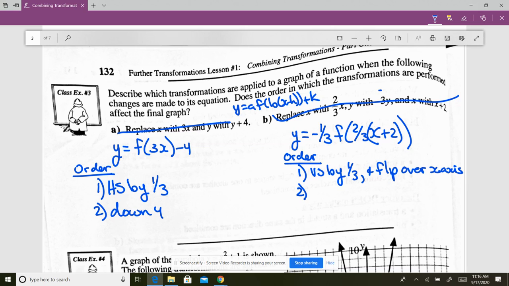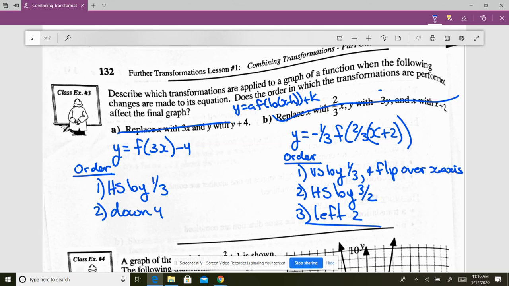What's the next thing we do? Horizontal stretch by 3/2. Yes. Horizontal stretch by 3/2. Now, you could have done those in either order. It doesn't matter if you do this first, vertical stretch, or vertical and horizontal. That doesn't matter. But what has to go last is left 2. That's our h value, right? And what makes it 0 in there? So then we go left 2 units.